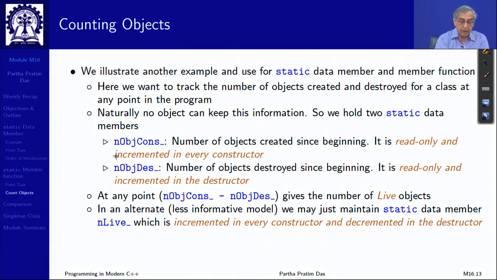Could be very simple. So, I assume that there is an n obj cons which is incremented every time an object is constructed, and there is a des which is decremented every time an object is destructed. At any point of time, if you take their difference, you will get the number of objects that are live. In a simpler model, you can just make one single static data member n live, increment it in constructor, decrement it in destructor, but by doing this you will have a more informative model here.